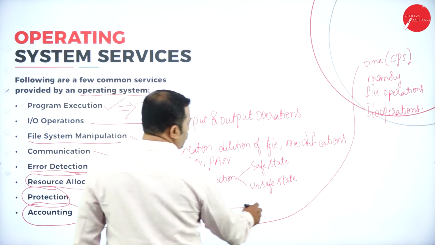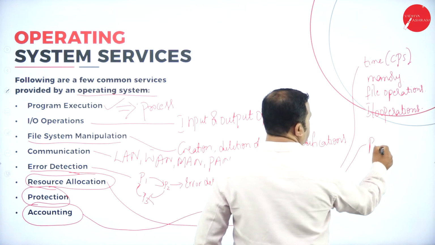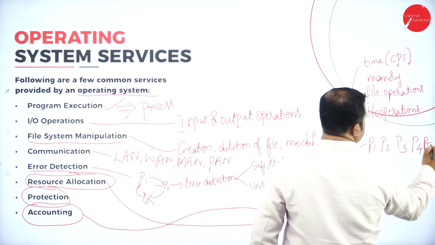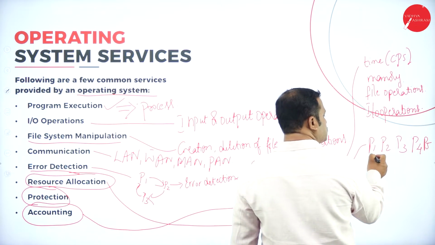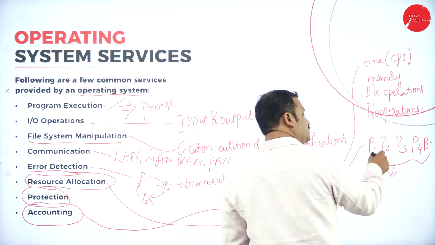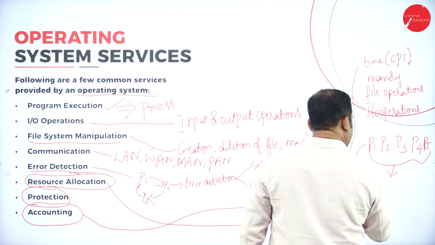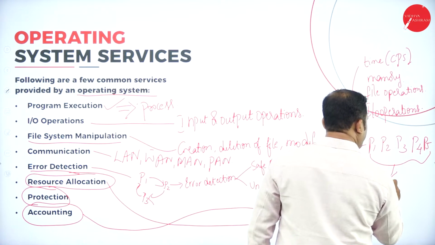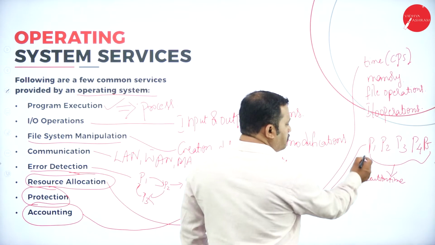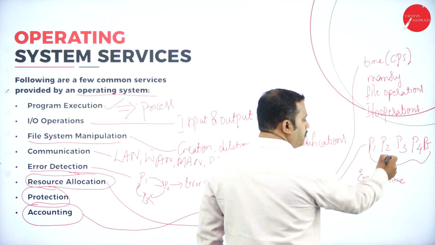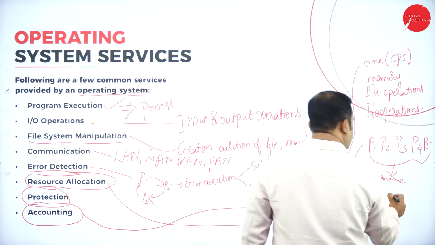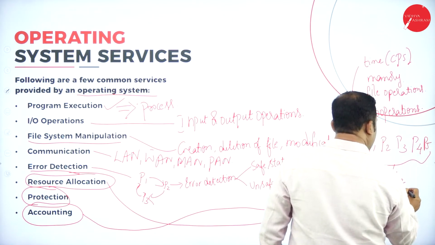Suppose there is one process waiting here, and P2 is another process, P3 is another process, P4 is another process, P5 is another process. All these processes must be executed according to the requirement of their execution time. What is the meaning of execution time here? P1 arrives at time 0, P2 arrives at time 5, P3 arrives at time 2, P4 arrives at time 6, P5 arrives at time 8.